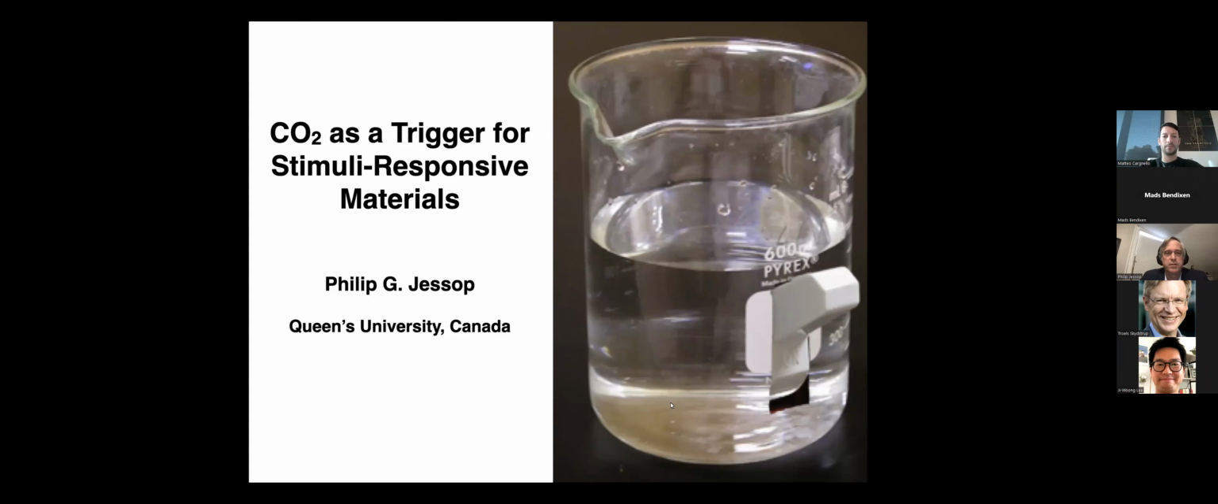Today, I want to mention some of the work I've been doing on CO2 as a trigger for stimuli-responsive materials. And that little image on the right is supposed to illustrate the overall concept that we want to make materials, including solvents and other strange materials that are not normally stimuli-responsive. We want to make them switchable or stimuli-responsive.